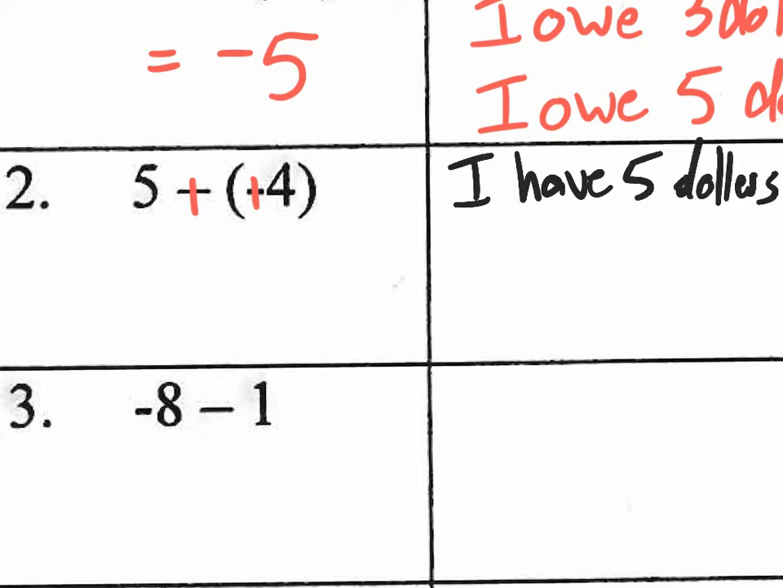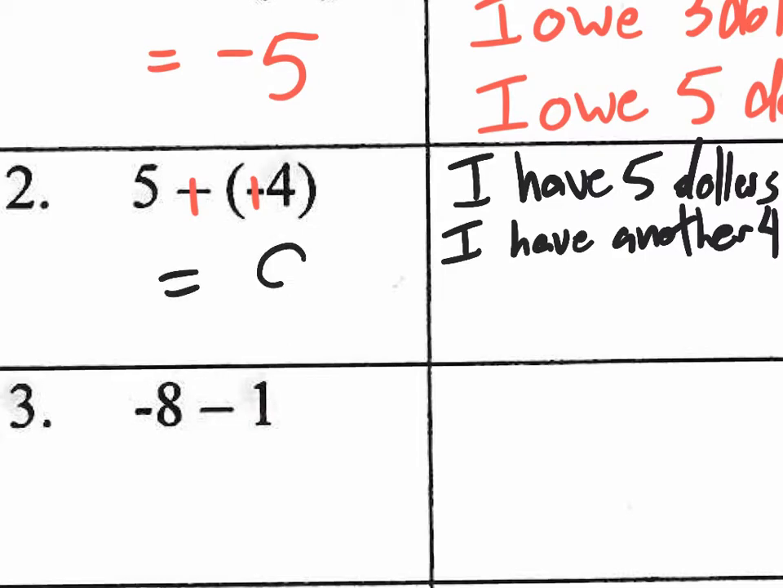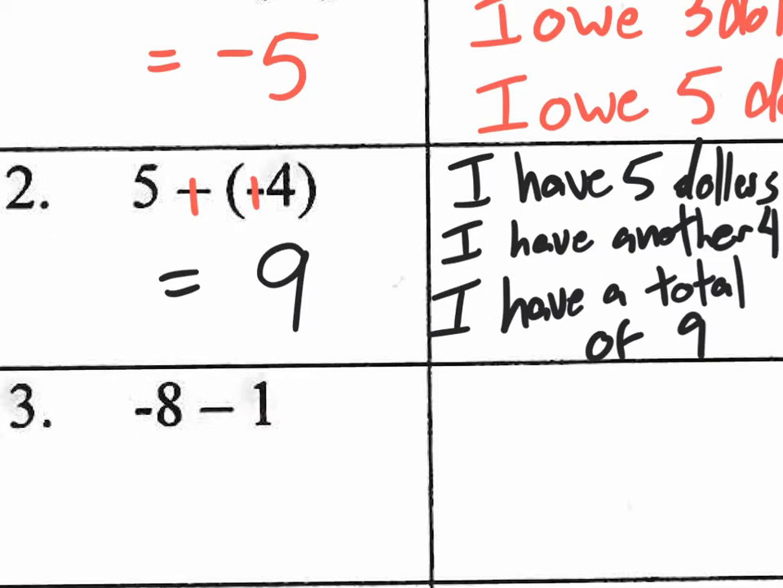And the plus 4, does that mean that you owe 4 or you have 4? You have another 4. And of course, what's our answer going to be? 9. That you have a total of 9, right? So I have a total of 9. That's why the answer is +9. If I would have still owed money, it would be negative. But I have a total of 9, that's why it's +9.